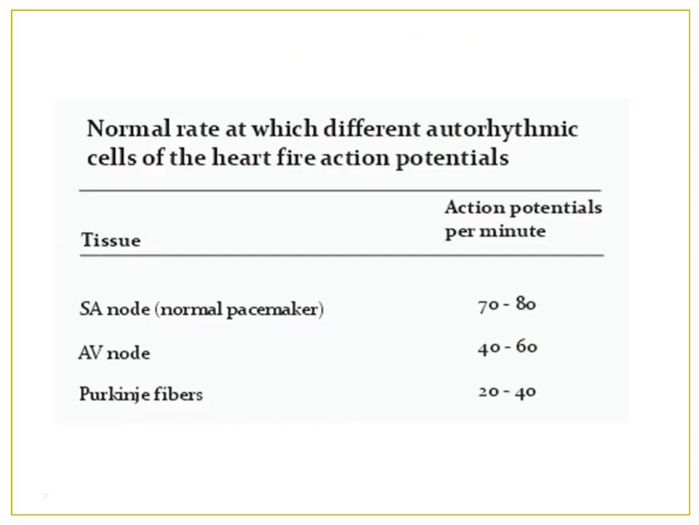Normal rate at which different autorhythmic cells of the heart fire action potentials. We said all parts of the conductive system give impulses, but at different rates. The SA node gives approximately 70 to 80 action potentials per minute, while the AV node gives 40 to 60, while the Purkinje fibers give 20 to 40 spontaneous action potentials per minute.